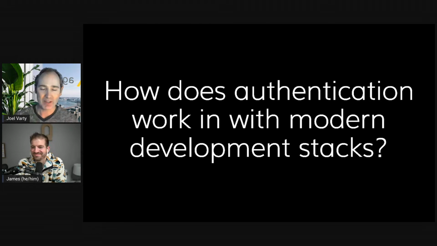Okay. So now we get really into the meat of this, and as you know, I'm a technical person, and I think this is one of the things where modern development has changed a lot with regards to how we build applications. And I know, James, you've been putting in a lot of content lately about how authentication and authorization kind of works within these new modern development stacks that we have.